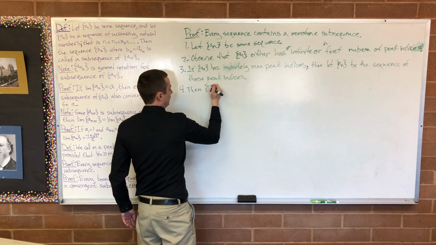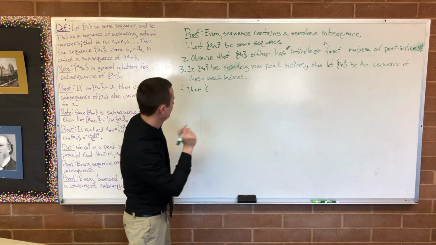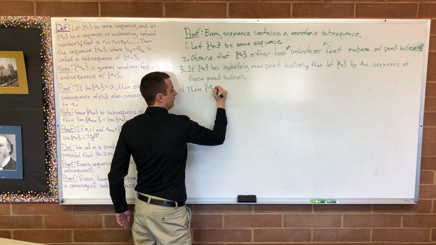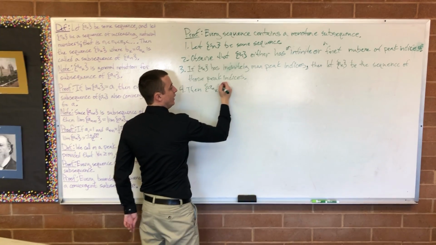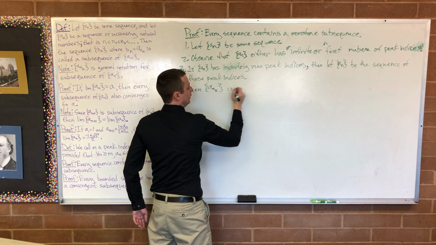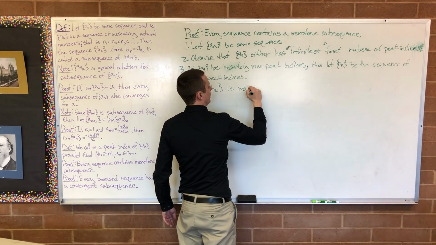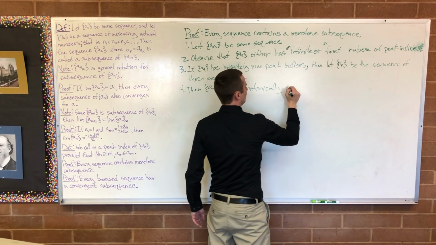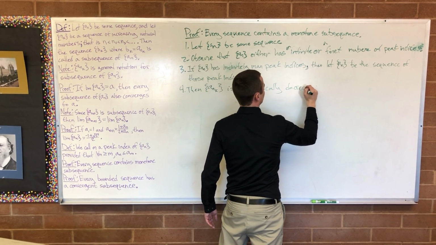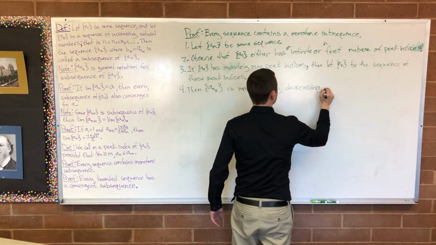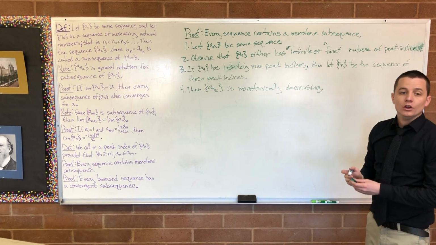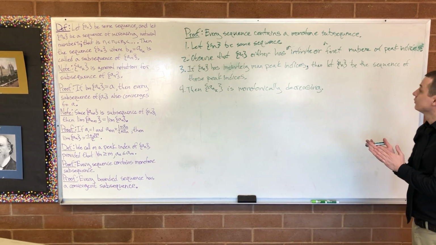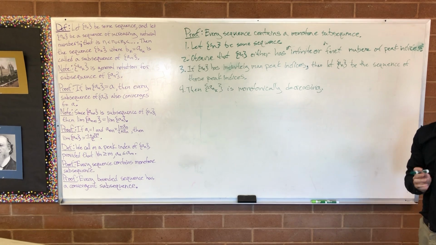Then, see if you're good with this. If not, we can do more explanation. Then a sub n sub k is monotonically decreasing. So does it have to be the sequence of peak indices? It seems like it doesn't have to be. We just need to find one subsequence that works.